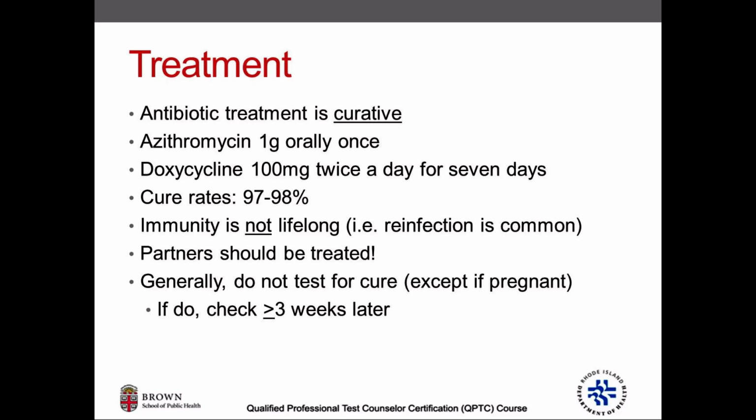Occasionally, people may not tolerate the azithromycin or may need another medicine. The second-line treatment is doxycycline, 100 milligrams twice a day for 7 days. It's important to note that once you have chlamydia, you can get it again. Immunity to chlamydia is not lifelong, i.e. reinfection is common. And the most common cause for someone who, quote, gets chlamydia again is that their partners were not initially treated. So in general, the treatment with antibiotics doesn't fail, but people tend to be reinfected.